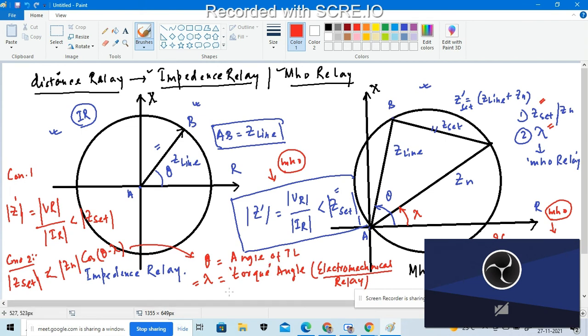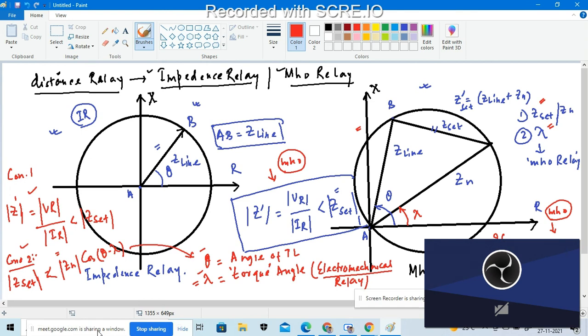So if these two conditions appear in a Mho relay, with the values of theta and lambda, then only will the trip signal go to the circuit breaker. Otherwise it will be restrained.